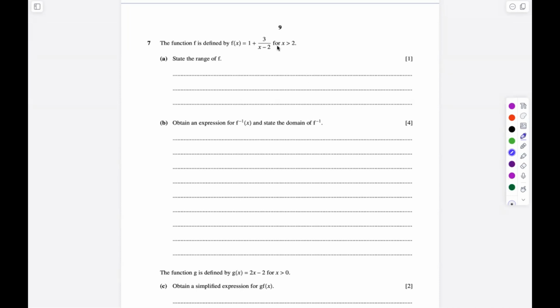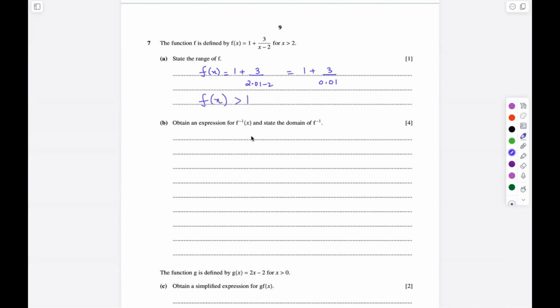Now for the range of f, as the value of x is greater than 2, whatever value of x we assume over here, which is greater than 2, this denominator can never be negative. So let's say we take x as 2.01, then x minus 2 is 0.01, so that will become 1 plus 3 upon 0.01, which basically means that f of x will always be 1 or greater. Whatever value of x we substitute, this whole function can never be less than 1, as it will be 1 plus a value, and this value can never be negative, which means that f of x will always be greater than 1.